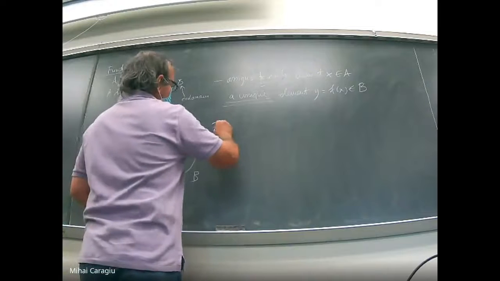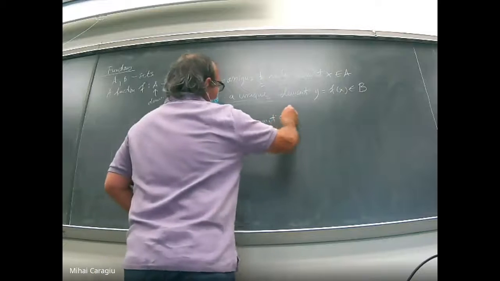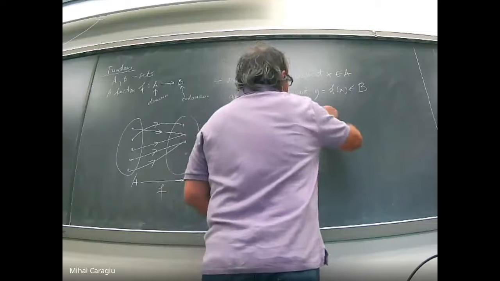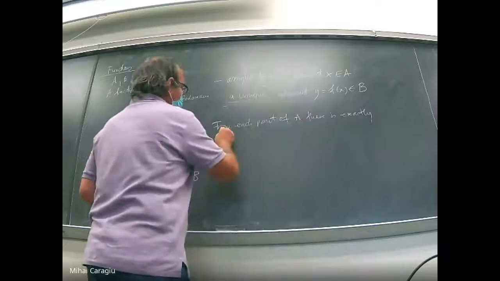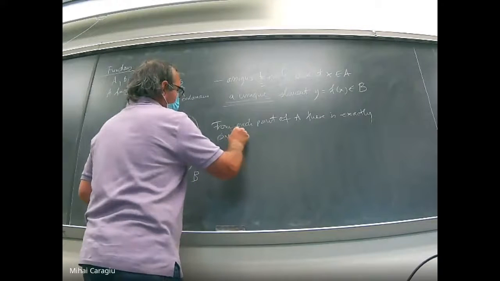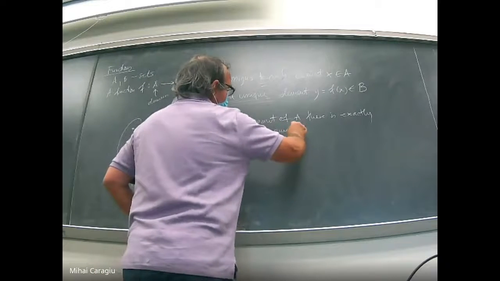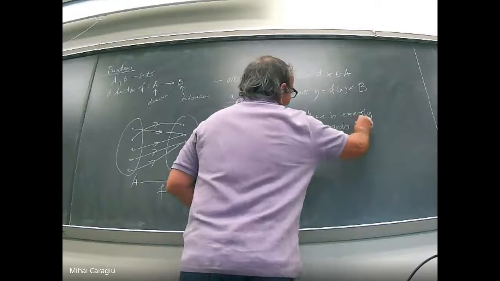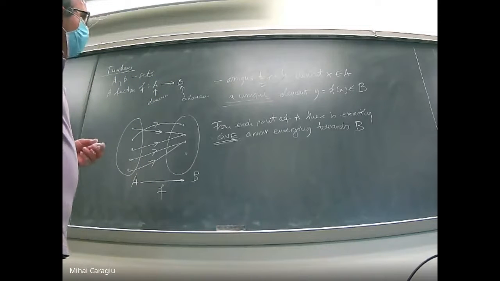So, from each point of A, there is exactly one arrow emerging towards B. It's very important to understand the concept. From each point of A, there is exactly one arrow emerging towards B.